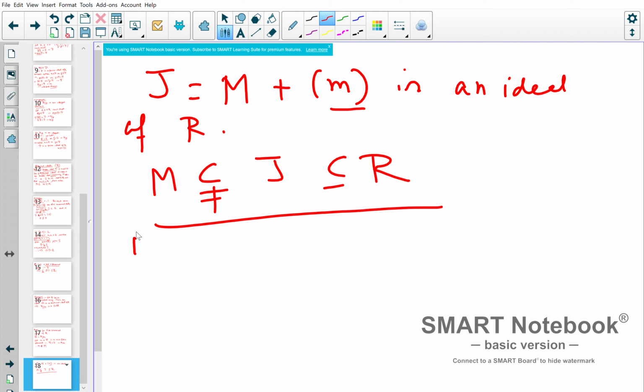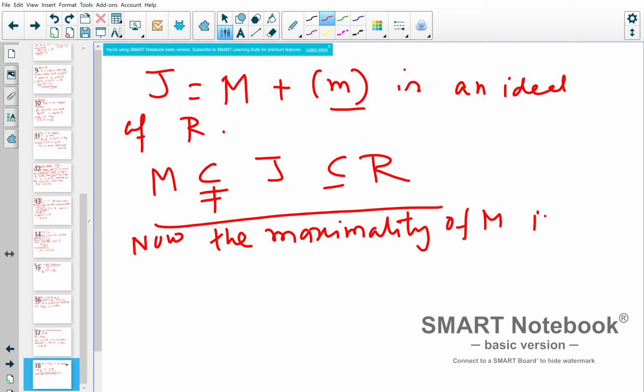Now the maximality of M implies that J equal to R, right? M is a maximal ideal that we already assumed. So J has to be equal to R. Now J is equal to R means what?